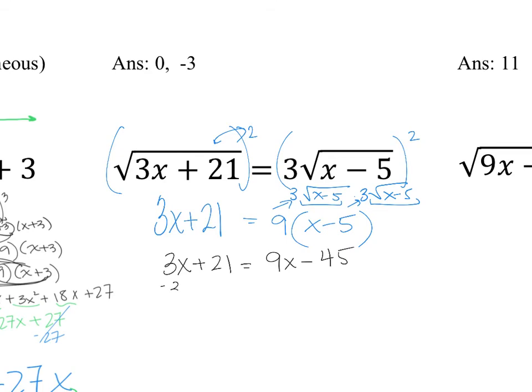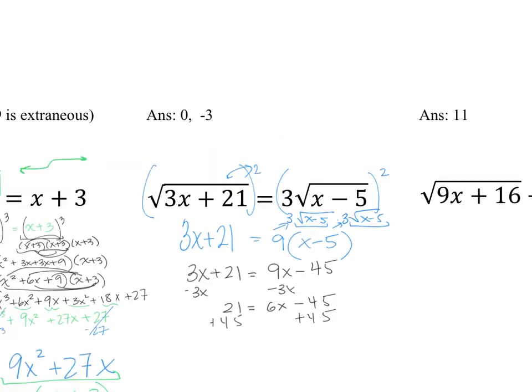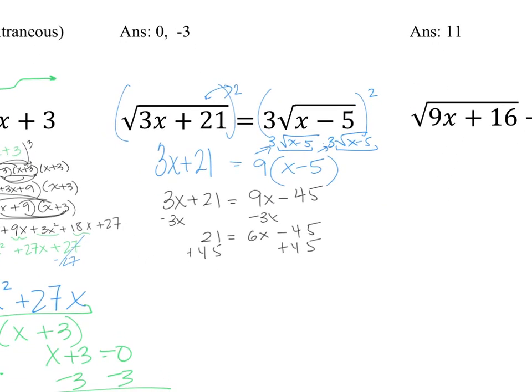Let's see, we can move the x's to be on one side. This is a linear equation. And we're just going to keep solving like normal. Add the 45 over, add the 45. This is going to be 66 equals 6x. Divide by 6, we get 11 is equal to x.